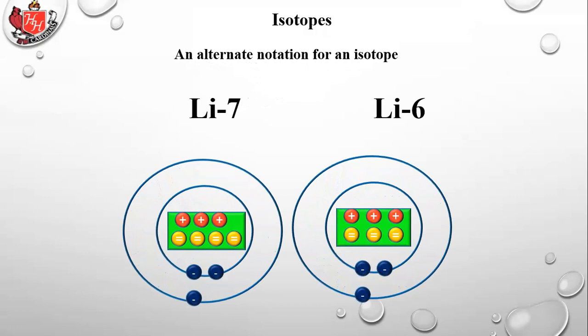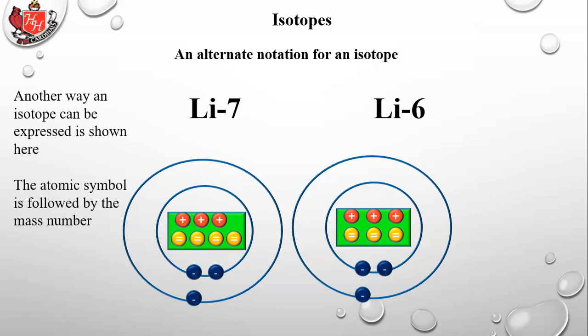An alternate notation for an isotope is what you saw before, Li7. It means it has a total of 7 protons and neutrons, and it assumes that you know that lithium has to have 3 protons. Therefore, the rest of them have to be neutrons, the other 4. Lithium-6 also assumes that you know lithium must have 3 protons, so the other 3 have to be neutrons. Another way an isotope can be expressed is shown here. The atomic symbol is followed by the mass number.